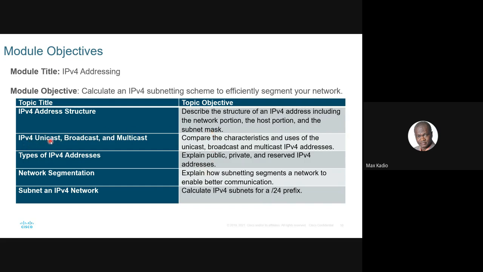We'll see the difference between unicast, broadcast, multicast. We'll see the types of IPv4 addresses. We have public IP addresses that we can use to go to the internet. We have private IP addresses. We cannot use them to go to the internet. It's for labs or for practical stuff. And we have some reserved IPv4.